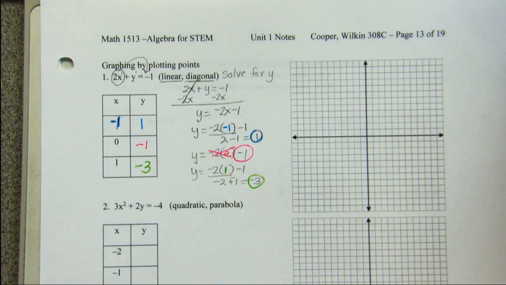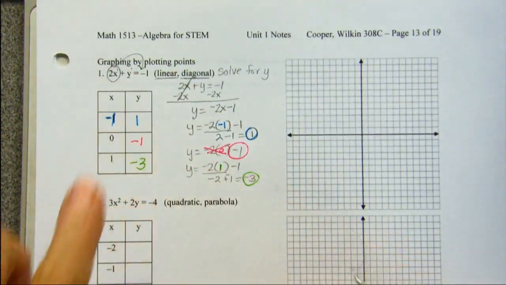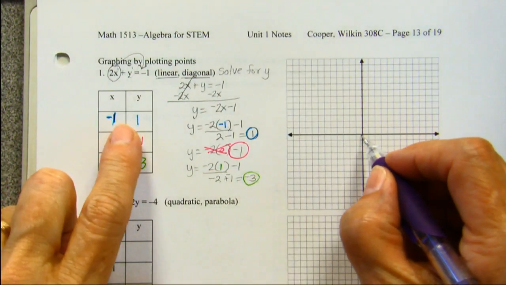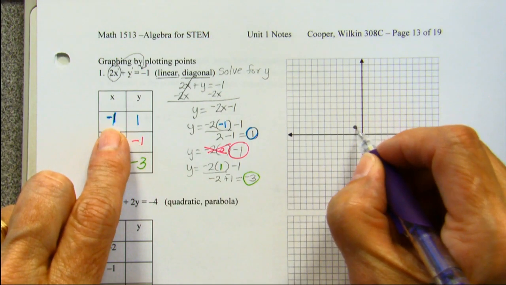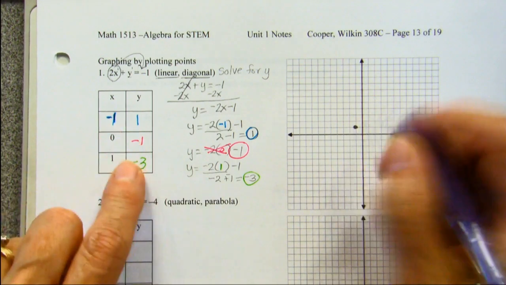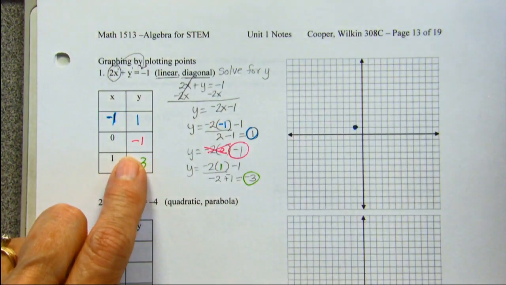Now technically you only need to plot 2 points, but I'm going to plot all 3. So start at your origin, 0, 0. I'm going to go left 1, up 1. I'm going to use a blue one so you'll know that's where I got that from.